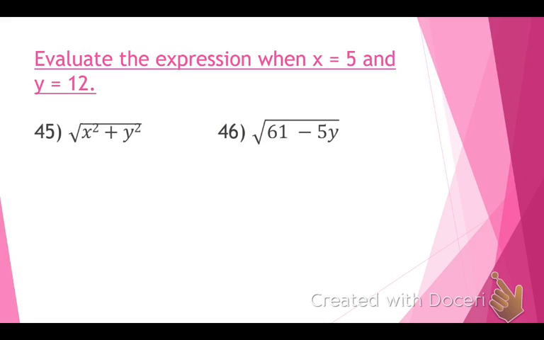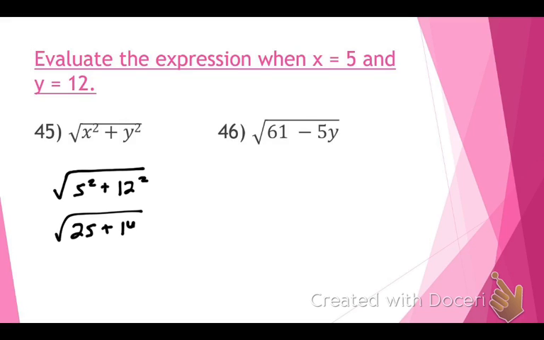All right, the next one says evaluate the expression when x equals 5 and y equals 12. Carson, go ahead and help us with this one. Okay, so it's basically a plug-in situation, so it would be 5 squared plus y, which would be 12 squared. Good job. All you have to do there is just plug them in. And now what is 5 squared? 25. And what is 12 squared? 144. Okay, what is 25 plus 144? 169. And what is the square root of 169? 13. 13 is correct. Excellent job.